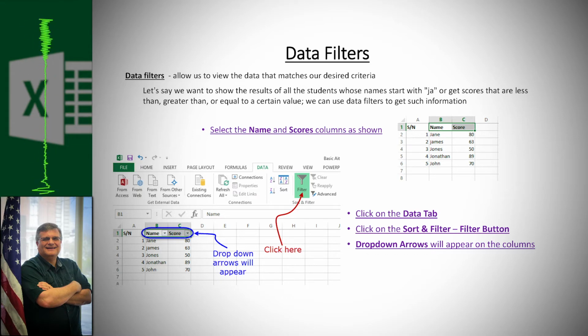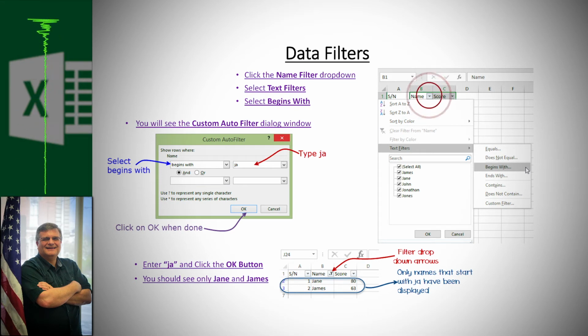Select the Name and Scores column as shown. Click on the Data tab and click on the Sort and Filter button. Drop-down arrows will appear on the columns Name and Scores. Click the Name Filter drop-down, select Text Filters, and select Begins With. You will see the custom AutoFilter dialog window. In this dialog window, select Begins With and enter JA. When you are done, click OK and you should see only Jane and James listed on your worksheet.